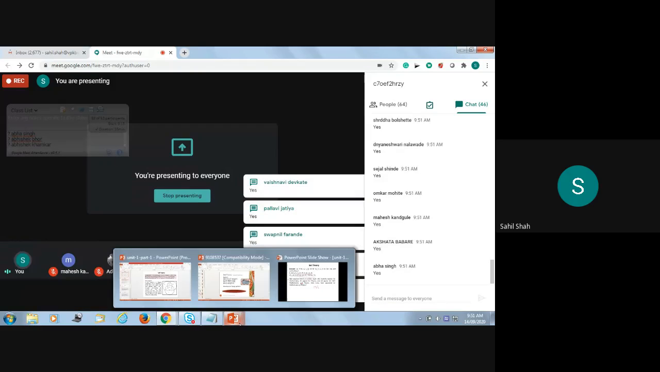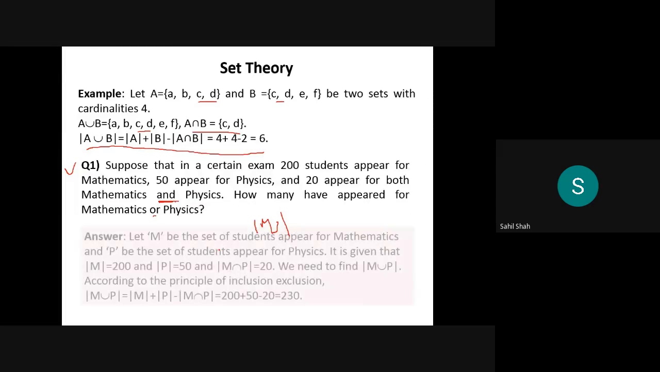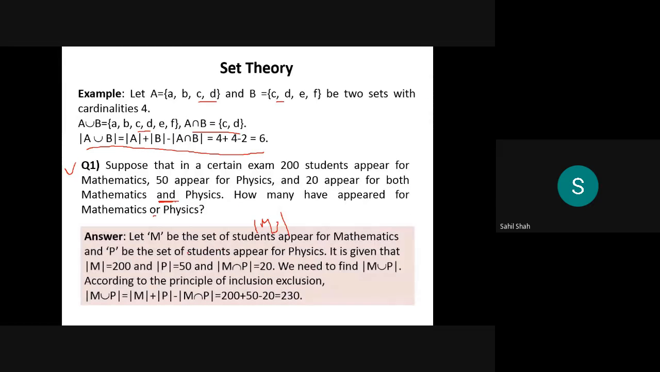Okay, now let's check what is given in the slide. Let M be the set of students who appear for mathematics, P be the set of students who appear for physics. It gives these cardinalities, whatever I have written, and we need to find the union. So according to the principle of inclusion exclusion, our answer is 230. You are not supposed to keep it at this point. You are supposed to further write that a total of 230 students have appeared for mathematics and physics, whatever is asked.